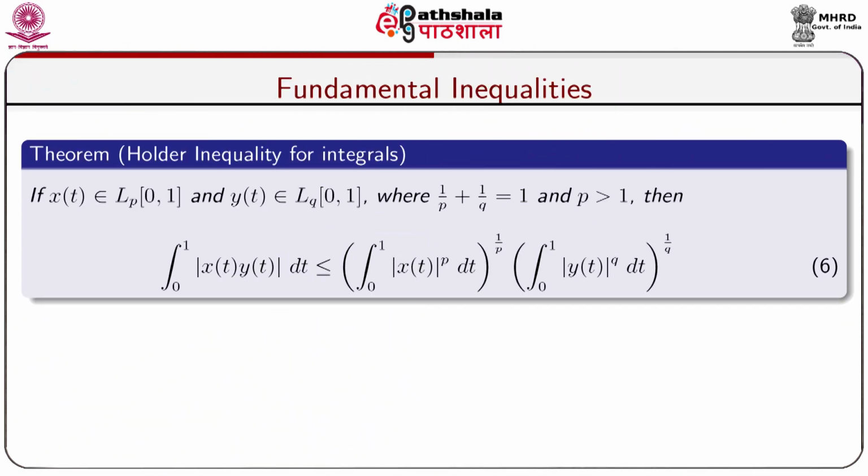Now, the theorem is known as Hölder's inequality for integrals. If x(t) belongs to L^p[0,1] and y(t) belongs to L^q[0,1], where 1/p + 1/q = 1 and p is greater than 1, then ∫_0^1 |x(t) y(t)| dt is less than or equal to (∫_0^1 |x(t)|^p dt)^{1/p} (∫_0^1 |y(t)|^q dt)^{1/q}, equation number 6.